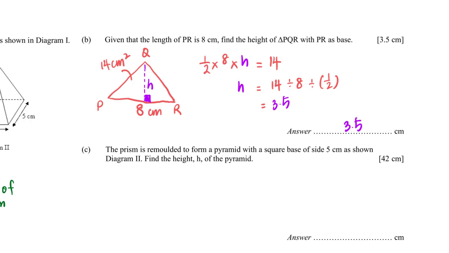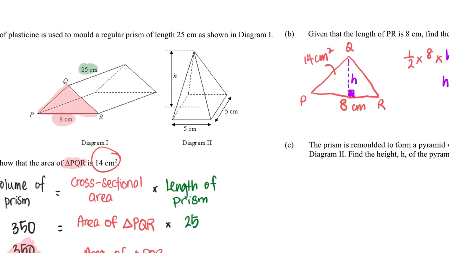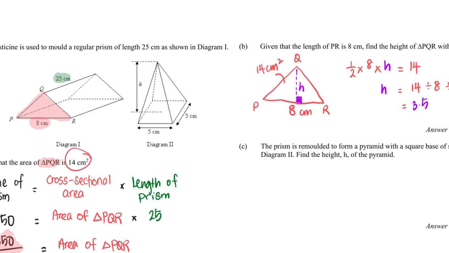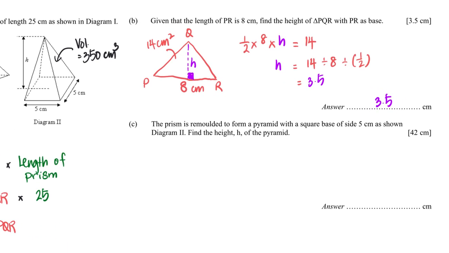Now this whole thing, let's go back to the diagram again, is going to be remolded into a pyramid, square base, 5 cm, 5 cm. The volume is still the same, 350 cm cube. So that is very important, because then we will be able to get the height of this pyramid easily, because we know the volume is the same.